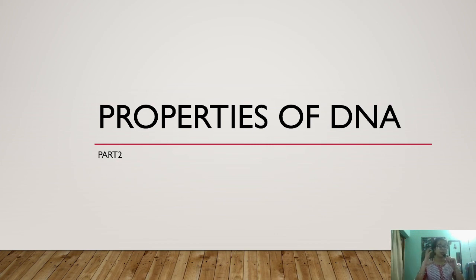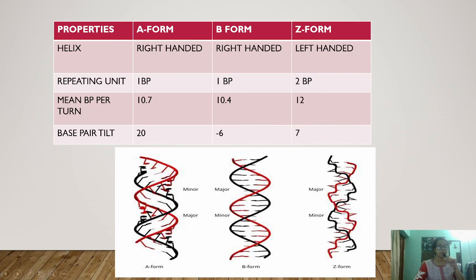So in this part of the video, we will mainly be focusing on the types of DNA and certain features regarding the DNA. So let's discuss one by one. First, we will be discussing the forms of DNA. DNA is mainly present in three forms, that is A form, B form and Z form. B form is the usual form of the DNA which is mainly found in organisms.